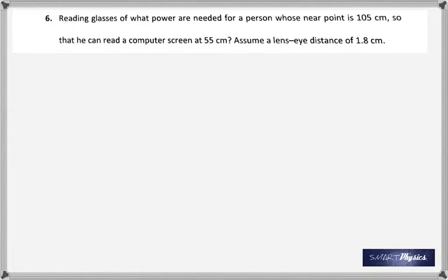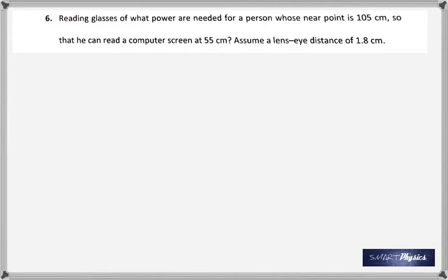Reading glasses of what power are needed for a person whose near point is 105 centimeter so that he can read a computer screen at 55 centimeter? Assume a lens eye distance of 1.8 centimeter. Now, this person has a near point at 105 centimeter. For a normal eye, the near point is about 25 centimeter. But this guy, he has it at 105. But he needs to read a computer screen which is much closer at 55.